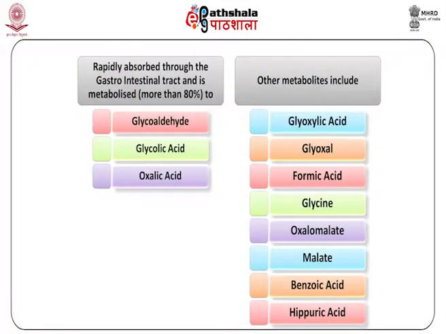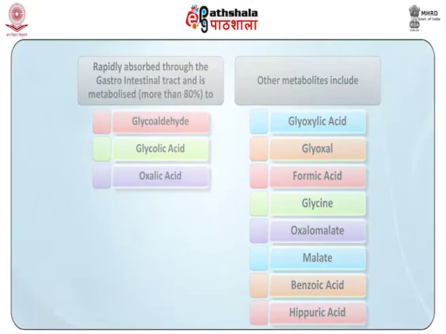It is however rapidly absorbed through the gastrointestinal tract and more than 80% is metabolized to glycoaldehyde, glycolic acid and oxalic acid, which inhibit diverse metabolic pathways in the body, including oxidative phosphorylation. Other metabolites include glyoxylic acid, glyoxal, formic acid, glycine, oxalamate, malate, benzoic acid and hippuric acid. The usual fatal dose of ethylene glycol is about 70 to 100 milliliters.